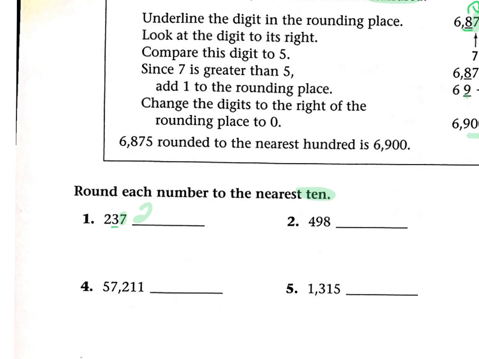Whoops, let me change out to my pencil. So the 2 is going to stay the same. My 3, we just said, is going to round up because 7 is greater than or equal to 5. So I'm going to round the 3 to a 4. And then however many place values are after the 3, or after the 4 now, become a 0. So my 7 becomes a 0. I just rounded 237 up to 240 by rounding to the nearest 10.